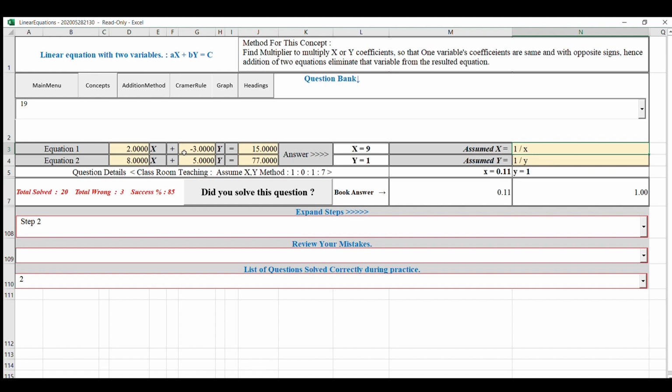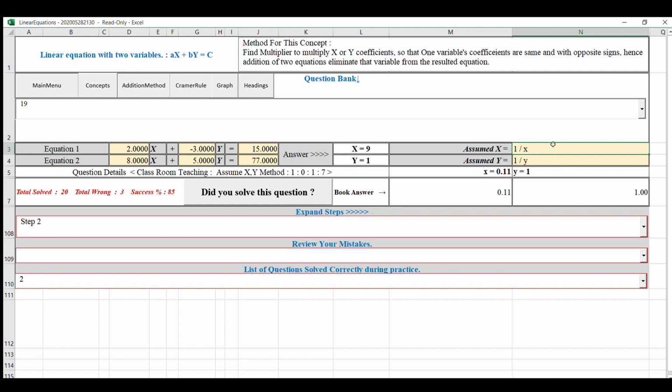Same way, 8 divided by x plus 5 divided by y is equal to 17. That was the original relation. And if your variables are in the denominator, that is, divided by that variable, then you cannot solve that, even if it is the nature of a linear equation. You cannot solve those sums using any of the methods.